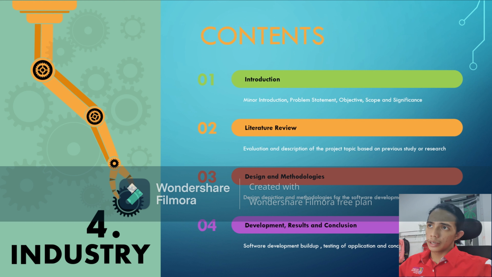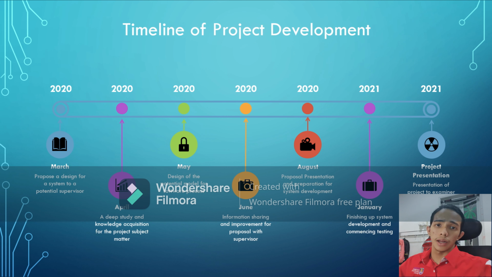As you can see here, this is the timeline of the project development. Most of the proposal phase was done during the first semester of the final year project. During semester 5, the proposal was done in March, and April, May, June, and August is the time where the literature review was done and methodologies were proposed. And finally, during August, this is the time where the presentation to the examiner was done.